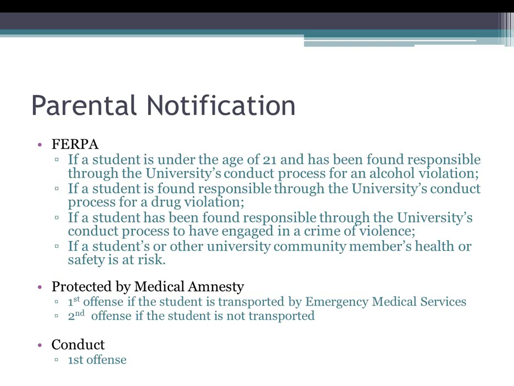So, talking a little bit more about our parental notification policy. At this point, you probably have all heard about FERPA, but that really provides that educational records of students are protected and private, even from parents. FERPA does create certain exceptions to that general rule, and that's where we've gotten our parental notification policy from. So first, if a student is under the age of 21 and has been found responsible through the university's conduct process, then parents will be notified. Same if they've been found responsible for drug violations. And then also if they've been found responsible to have engaged in a crime of violence.